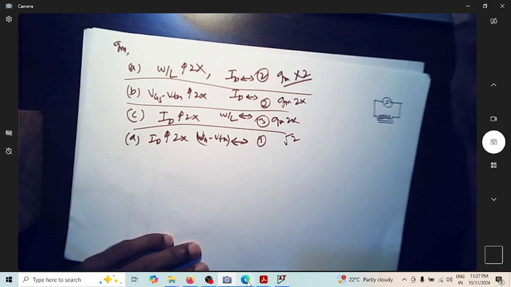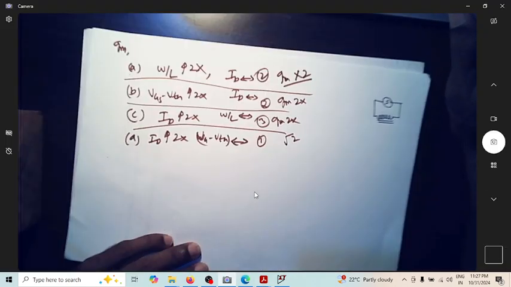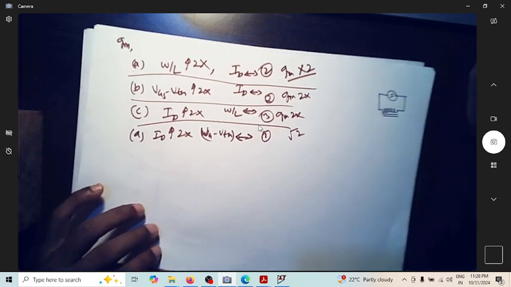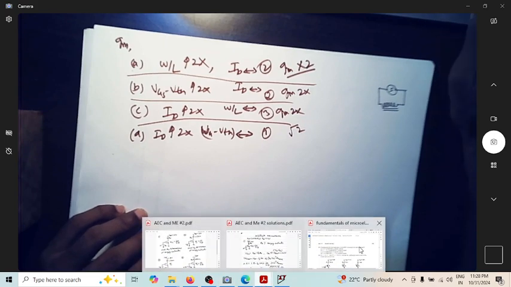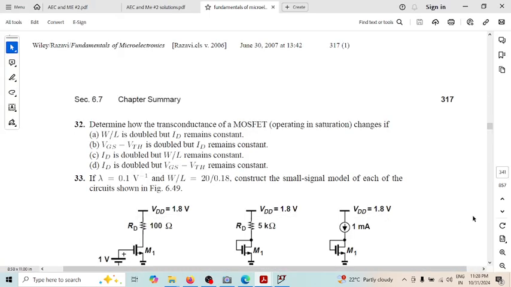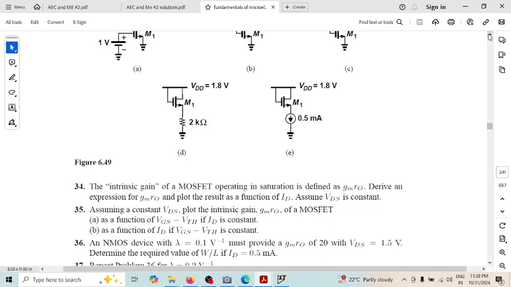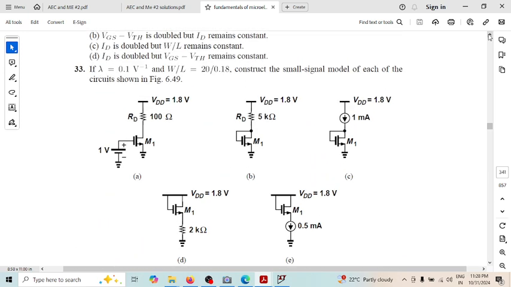Hope it is interesting. So you may be wondering, how can I increase W by L without increasing ID? These are the possible things that happen in MOSFETs. We will try to do all these things when we actually do some simulation. So this is really interesting. Okay, next is problem number 33. Let me go back here. So let us solve this 33.